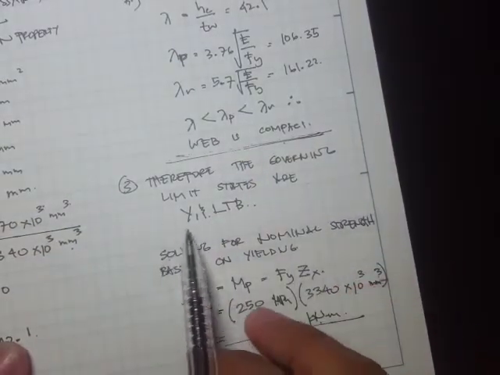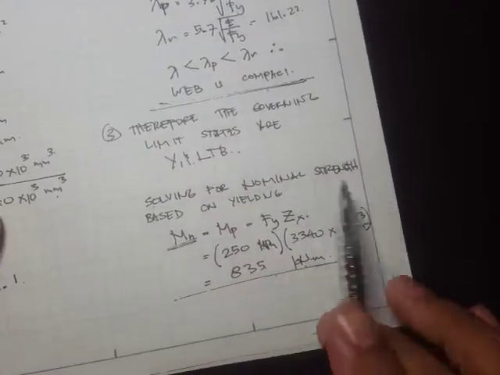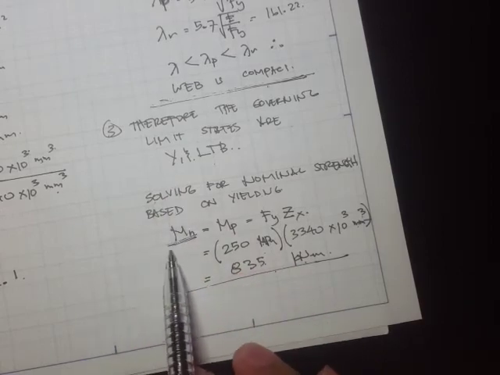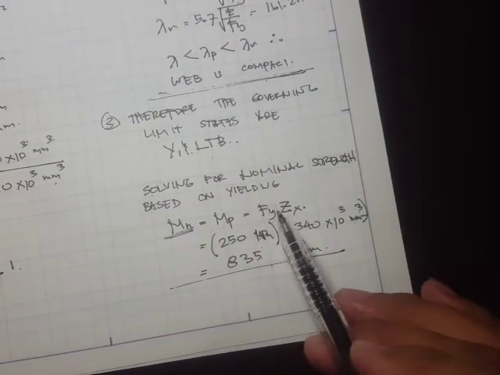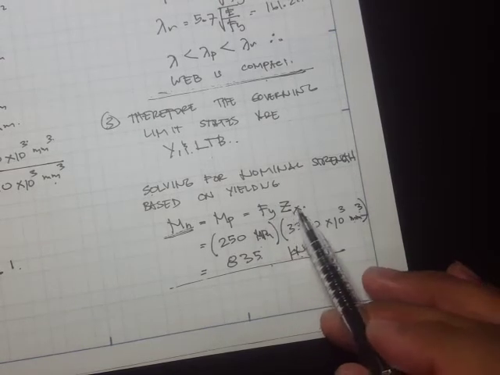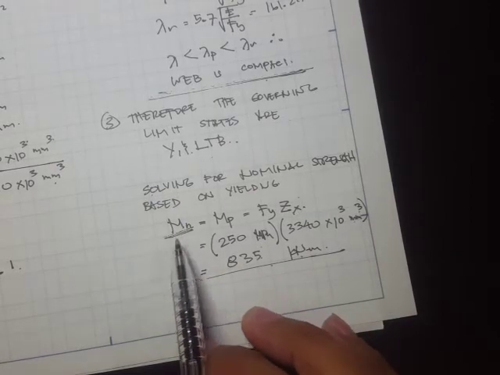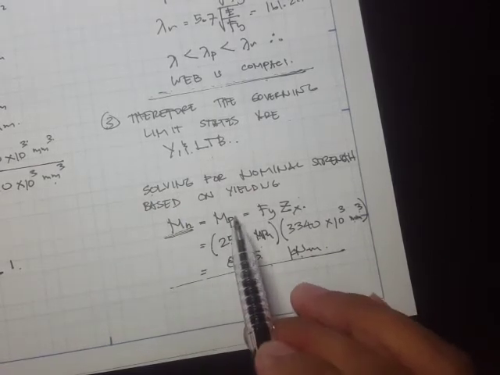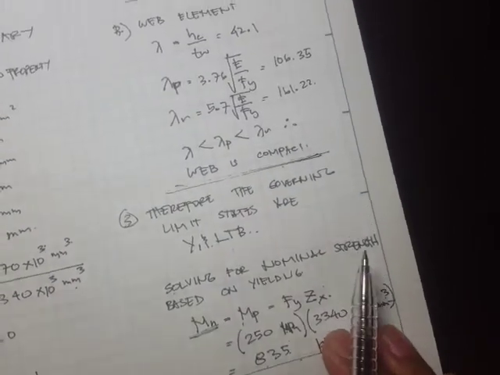For this, we'll just make sure that we have a compact flange and a compact web, and therefore the governing limit states will be yielding and the lateral torsional buckling. So we first solve for the yielding, and it's just straightforward. We just multiply the yield strength to the plastic section modulus. So our nominal moment capacity is just based on this plastic moment capacity, and that's 835.